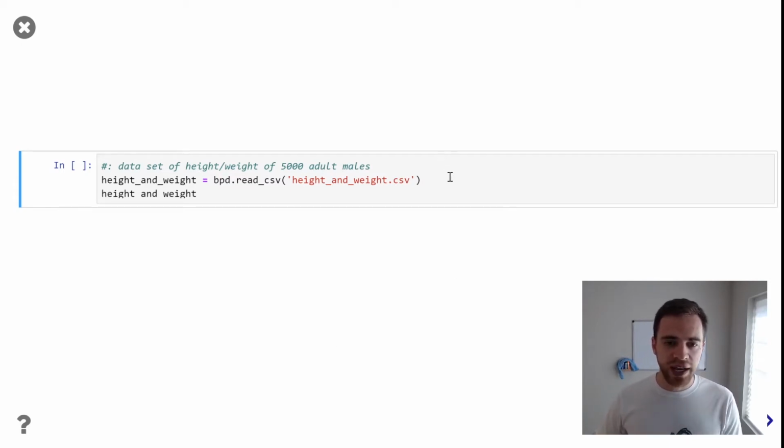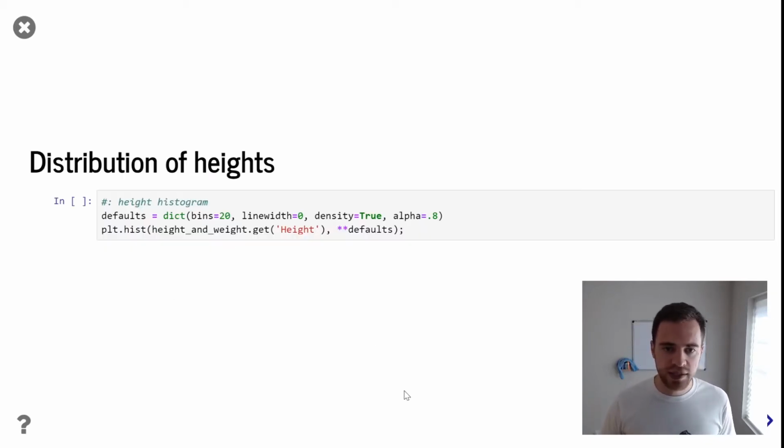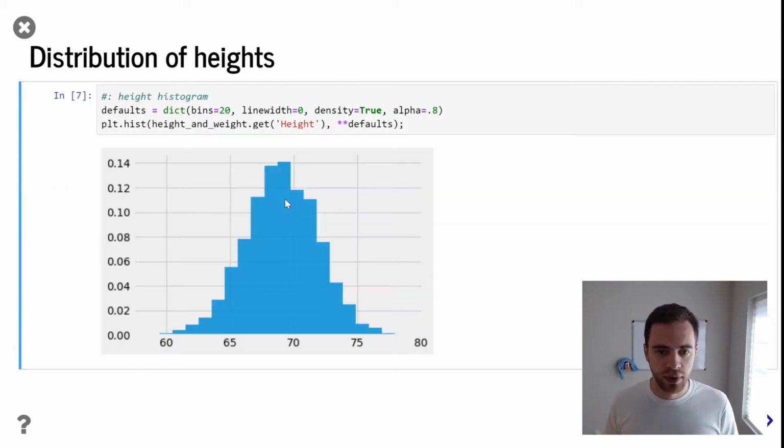Here I have the height and weight of 5,000 people who identify as male. You see I have a table here, 5,000 rows, 2 columns, height and weight. Let's plot just the heights as a histogram. Let's visualize the distribution of the heights. So here's our histogram. We see that it has this bell shape. It's roughly symmetric, and it looks like the mean of this distribution is at about 68 inches.